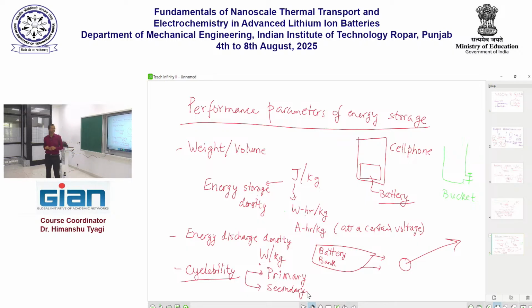Which is able to charge and discharge. Okay? And there I have the ability to go back and forth between charging and discharging. But even there is a certain limit to how many times I can do that. Every time I charge and discharge the battery, it will undergo some wear and tear.